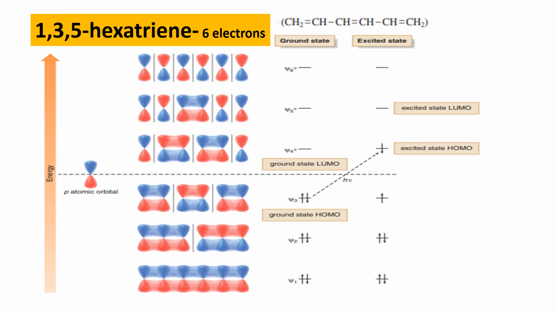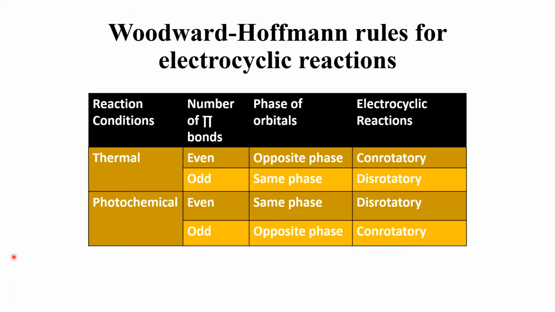Why do we have to do this rotation and all? According to this only, Woodward created a rule that is called the Woodward-Hoffmann rule for electrocyclic reactions. What is that? On thermal condition, we need to see one thing: the number of double bonds, whether it is an even number of double bonds or an odd number of double bonds, that is pi bonds. If 2 double bonds are there, that is even. 2, 4, 6 and all are even numbers, and 1, 3 are odd numbers. If it is an even number of double bonds, we need to do the conrotation. Why? The phase will be in the opposite phase.